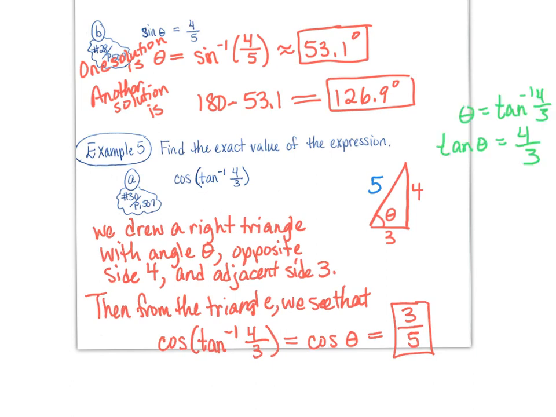So just to explain how we started out, we said let theta be equal to tangent inverse of 4/3. Then we apply tangent to both sides and we get tangent of theta equals 4/3. That's how we were able to label this right triangle and figure out this was a 5 here. And that's how we got to say cosine of tangent inverse of 4/3 is cosine of theta, and that's 3/5. Questions?